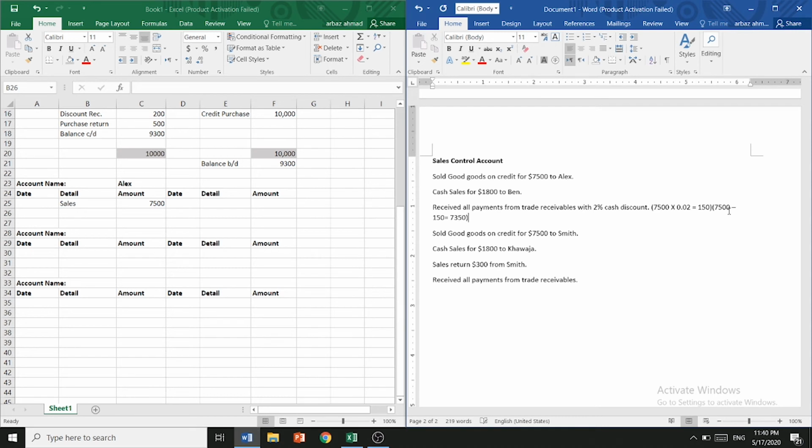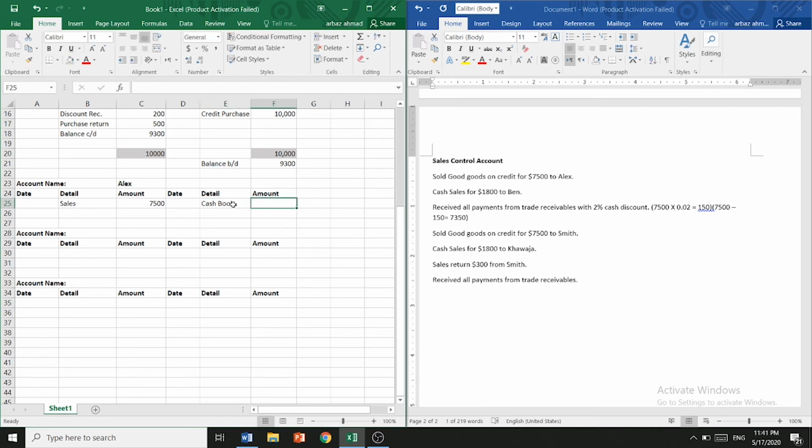7,350. So this will be the amount I will be paying, and this is the discount I will be giving. So this is a discount received. No, this is not discount received, this is discount allowed. All right, so this Alex, he's making the payments, so I'm receiving, he will be credit, and that will be cash book.